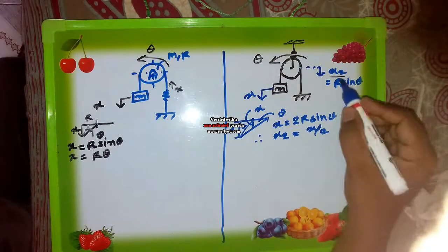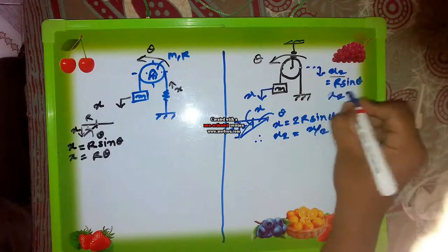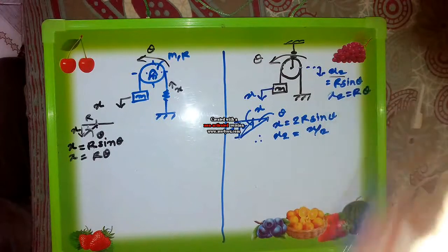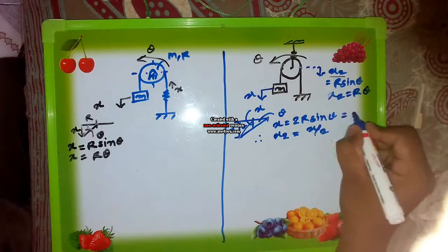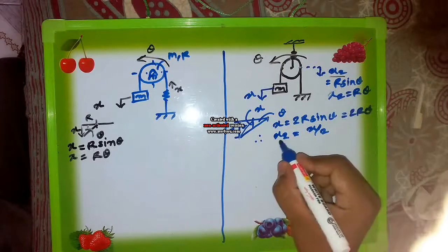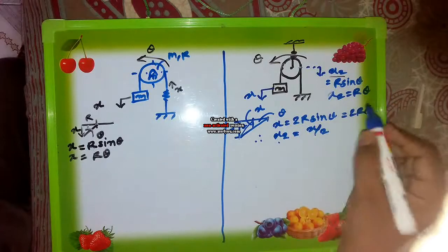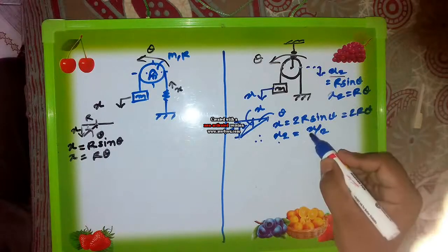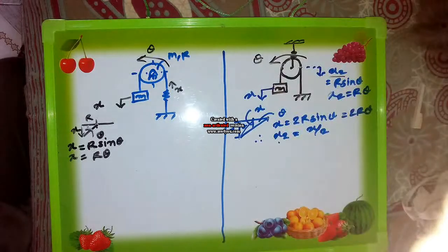And here x2 is equal to r sin theta. So I can write x2 is equal to r theta, because theta is very small, and here x is equal to 2r sin theta, so x is equal to 2r theta. Now from both these relations I can write x2 is equal to x by 2. It means that I can find the relation between theta, x and x2. So again it's a single degree of freedom system. So now we start with the solution of the individual problem.